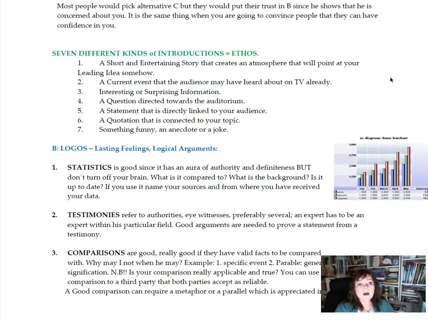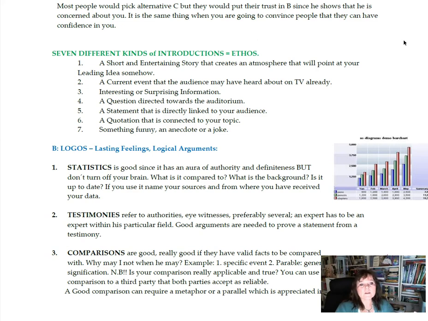So there are 7 kinds of introductions, ethos. Firstly, you have a short and entertaining story that creates an atmosphere that will point at your leading idea somehow. Secondly, a current event that the audience may have heard about on TV already. Or thirdly, an interesting or surprising information. Or a rhetorical question directed towards the auditorium. That means a question that they don't have to answer.